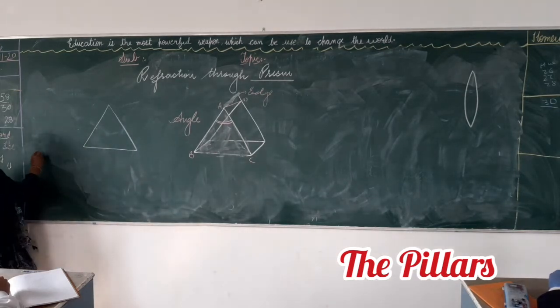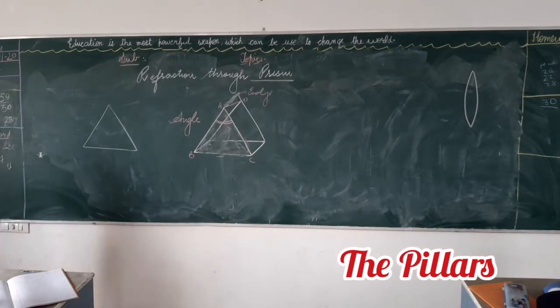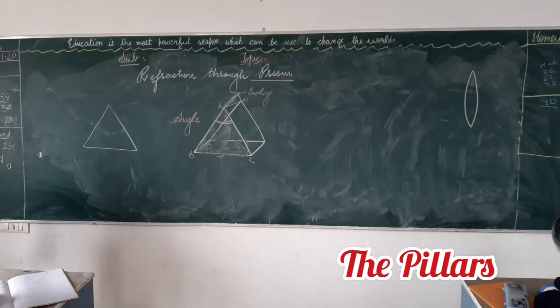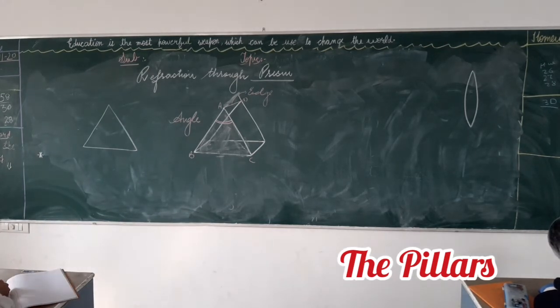You should put one asterisk and write. The angle made between two plane refracting surfaces is called angle of prism.